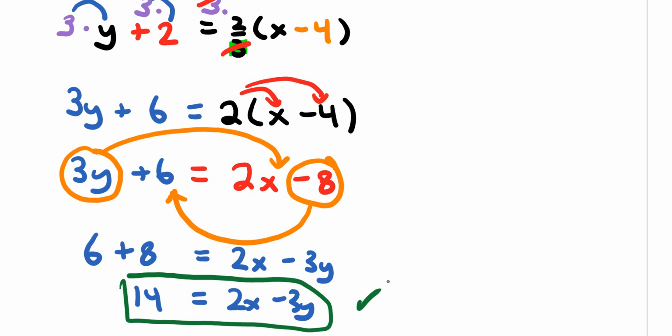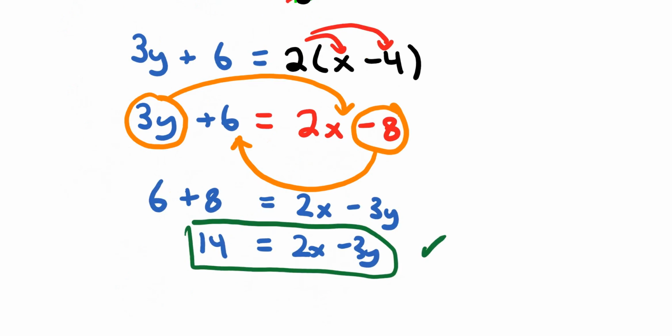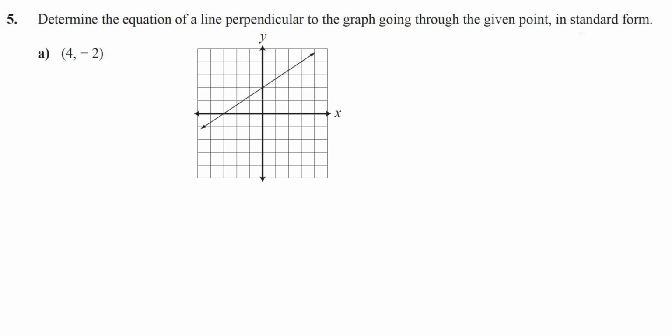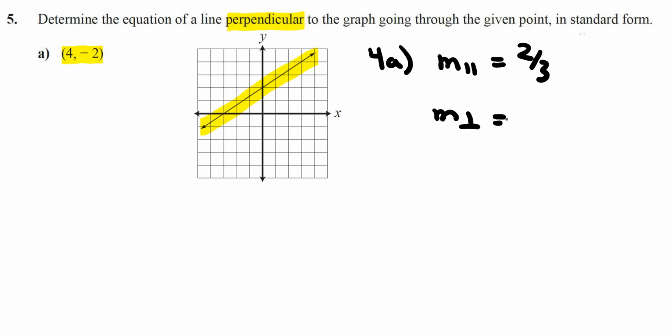Okay, let's go ahead and move on to the final question. Okay, so I have 5a. For 5a, same question as 4a. The only difference is that I want a line that's perpendicular, right? So the graph is the same, the point is the same. Now from 4a, I know that the parallel slope was equal to 2/3, right? If I want the perpendicular slope, then I need the negative reciprocal, which is going to be -3/2. So pretty much the same question as 4a, we're just using a slope of -3/2 so that we have a line that's perpendicular to that graph line.